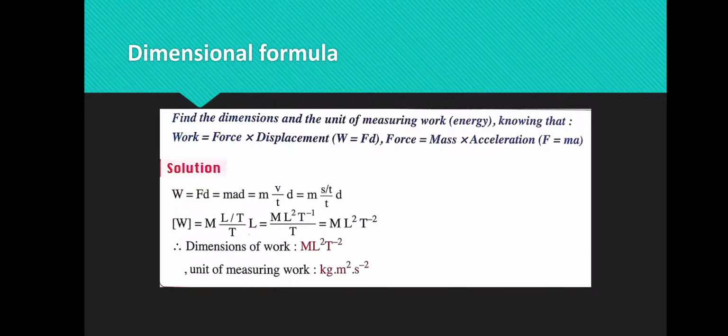The unit of measuring work, or the unit of measuring energy, is the same. Kilogram is the measuring unit of mass. Meter is the measuring unit of length. Second is the measuring unit of time. All we have to do is transfer the powers from the dimensional formula to the measuring units. So the measuring unit of work is kilogram dot meter square dot second power negative 2.